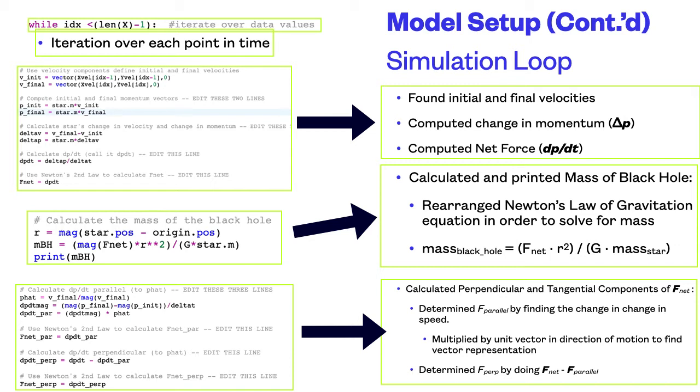Finally, the perpendicular and parallel components of the black hole's force, with respect to the star's motion, were found. The force parallel was found by observing the change in magnitude of the momentum. Again, this illustrates the important concept that a force cannot be observed, but rather has to be measured by observing the change in momentum. Finally, the perpendicular component of the force was calculated by subtracting the parallel component from the net force. Here's the model as it runs.